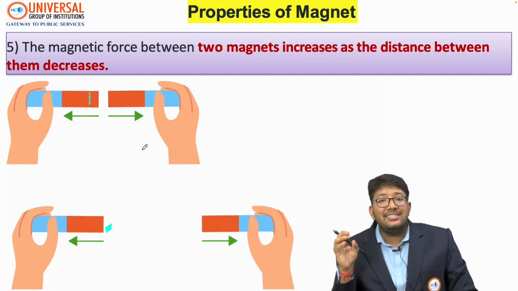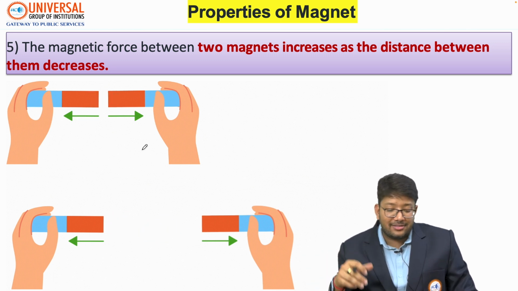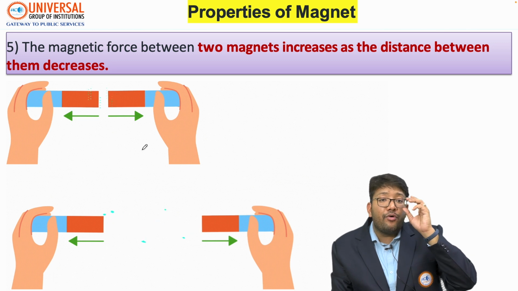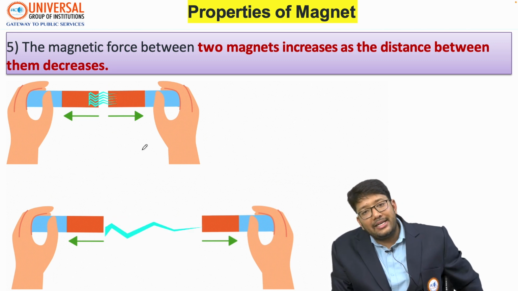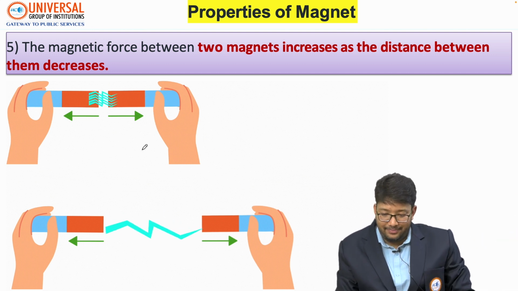Now the fifth property is, the magnetic force between two magnets increases as the distance between them decreases. Means the magnetic force between the two magnets increases as the distance decreases. As the distance increases, the magnetic force will decrease. Okay, simple as that.